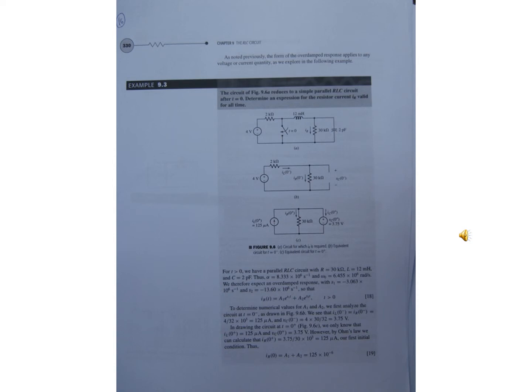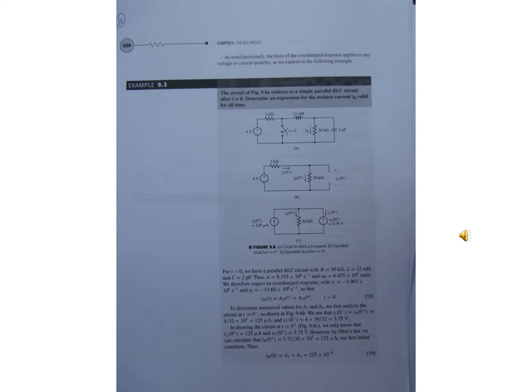And also vC(0 negative) is the current, 125 microampere, multiplied by 30 kilo ohm, so that will be 3.75 volt. So this is something we can calculate.